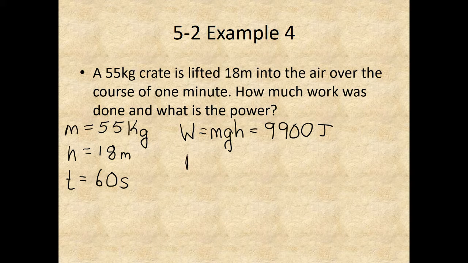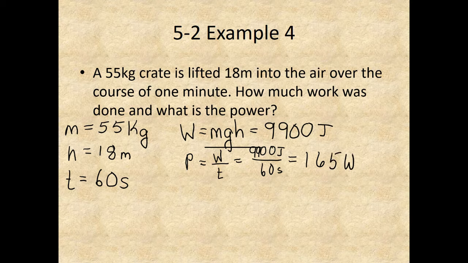So now we have to calculate the power. Well, power is always work divided by time. So we're just going to divide that 9,900 joules by our time of 60 seconds. And this gives us a nice 165 watts of power.